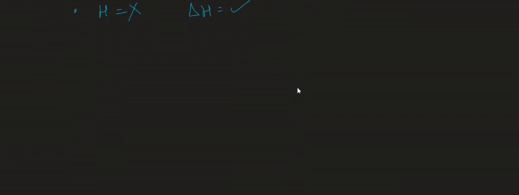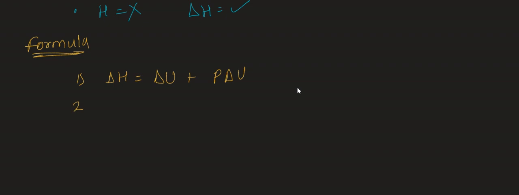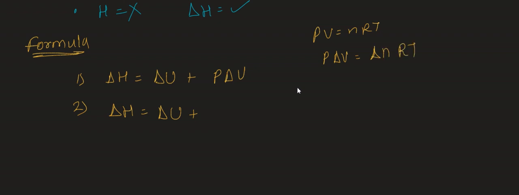Move to the next heading, formulas. Very, very important. Now we are going to start the formulas of delta H. What is the first formula? Delta H is equal to delta U plus P delta V. Second formula, delta H is equal to delta U plus P delta V, which you can write differently. P delta V is nothing but, since PV equals nRT, delta n RT, which is nothing but delta n_g RT.